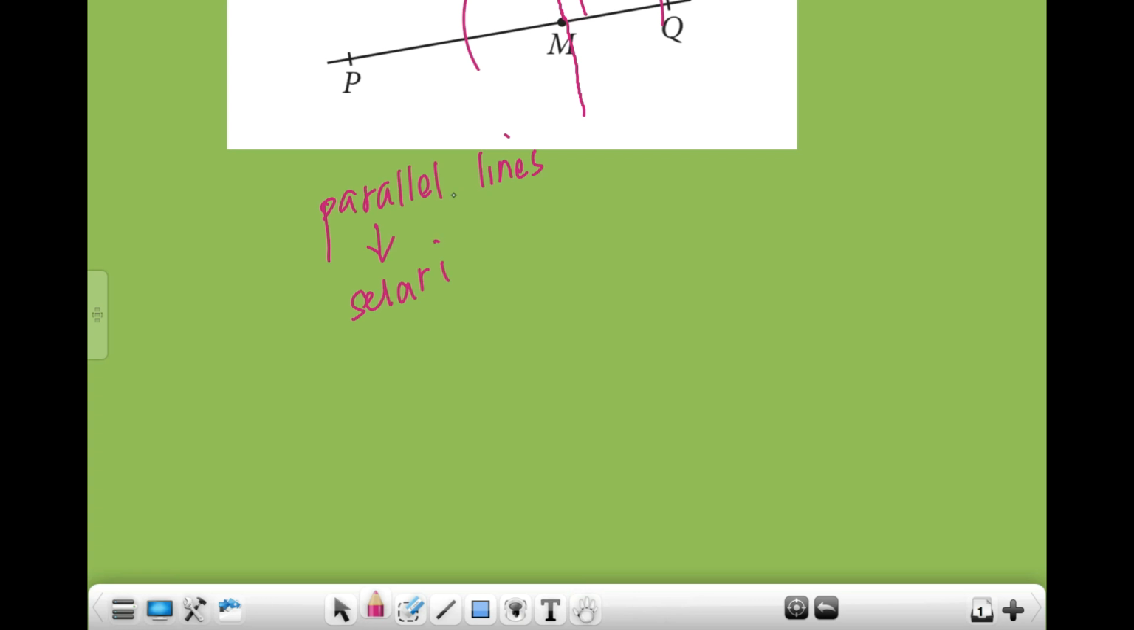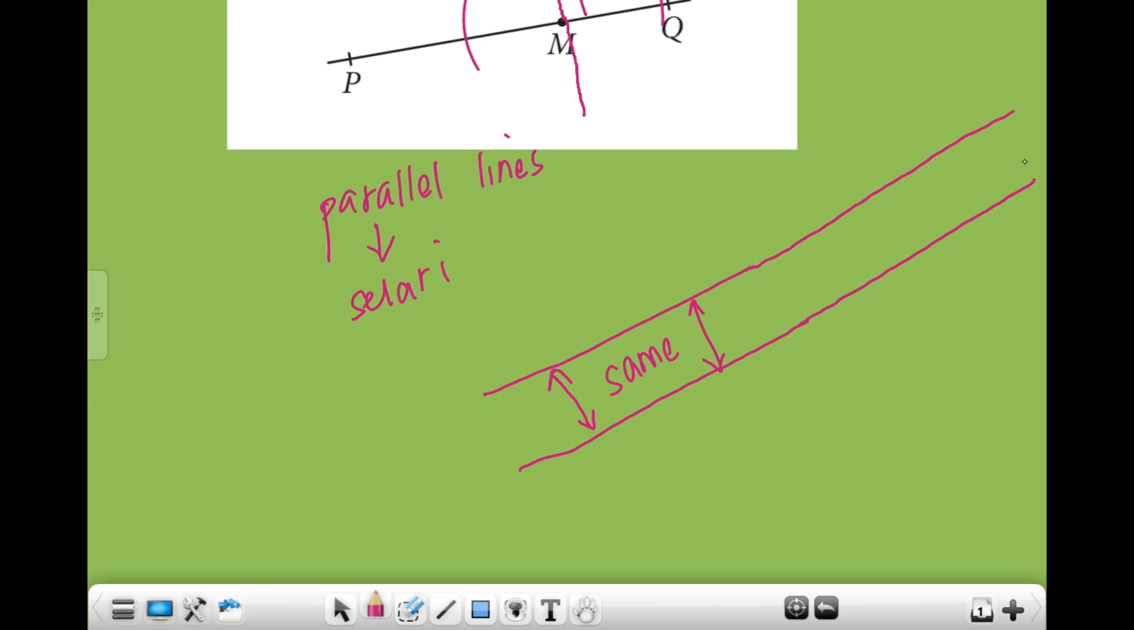So when I say parallel line, there will be two lines. Two lines. And then the distance of these two lines is always the same. So no matter how long you extend the line, they will never meet. So the line that will never meet when you extend it and then they have the same distance in between, we call it parallel line.